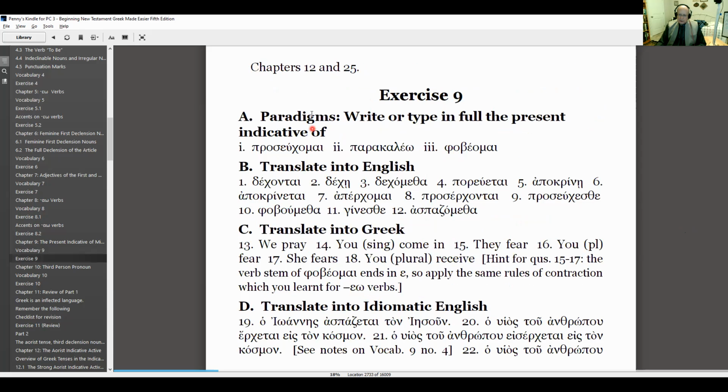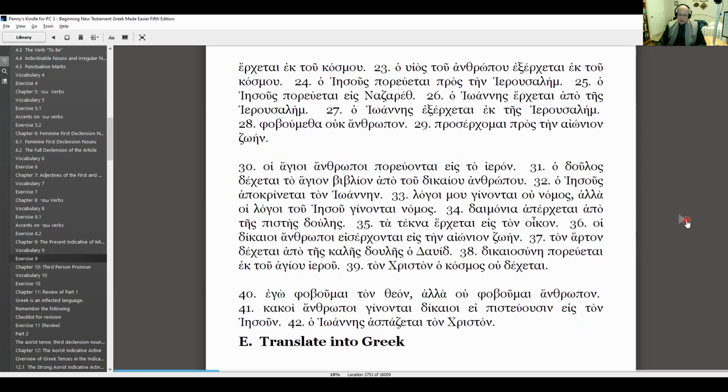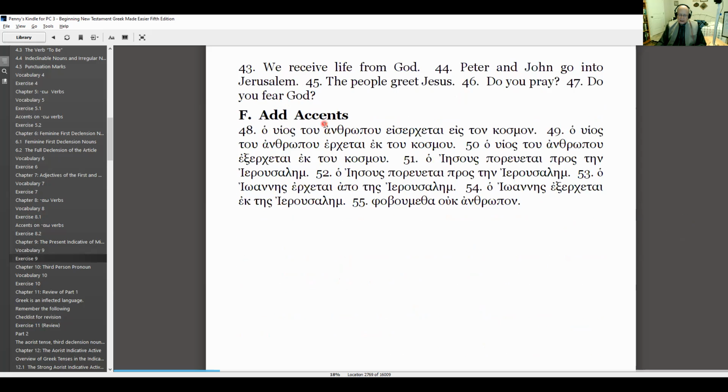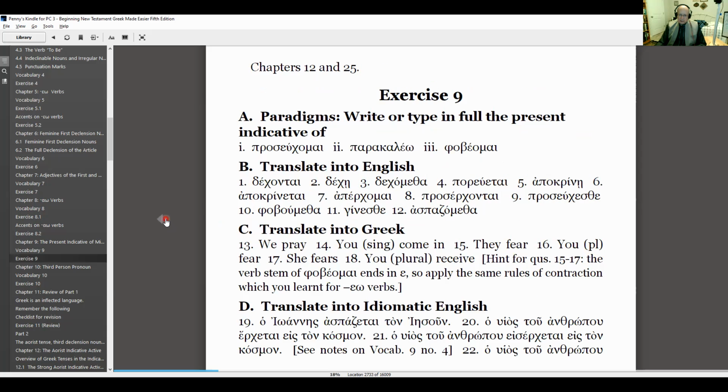And for the second part of your homework, you need to complete these exercises on page 89 and 90. And except for the last one, add accents, you don't need to do this. We're not learning accent rules, so just put an X through this. You don't need to do section F, but you do need to do sections A, B, C, D, and E.